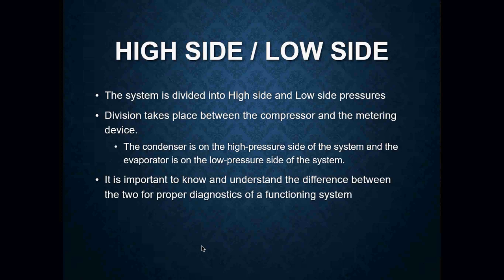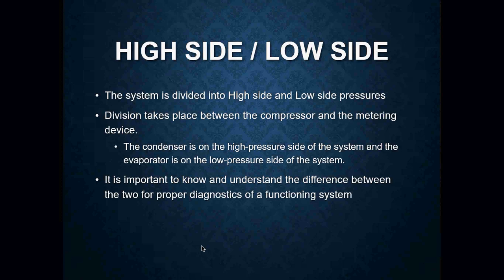So we can divide the refrigeration cycle into a high side and a low side system. That division takes place between the compressor and the metering device. The condenser is on the high side of the system. The evaporator is on the low side of the system. It's important to know that. It's important to understand the difference between those two areas so that we can honestly troubleshoot each component.